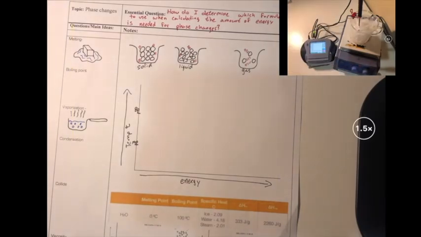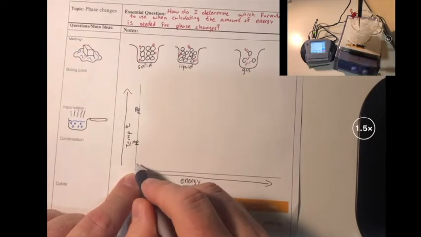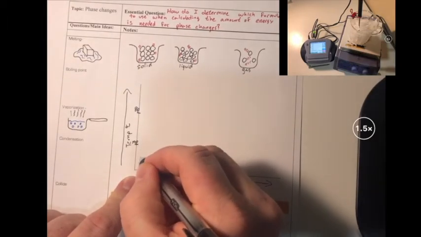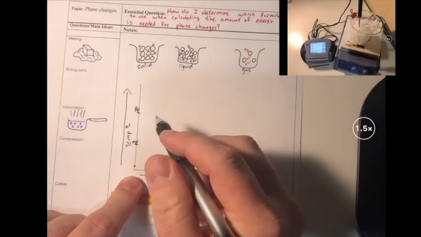There we go. So we have here the hot plate is on, it's heating up that water, and there is the graph starting right there. All right, so let's go and start. We're going to start off in the bottom left here, and I'm going to make a little dot right here. And we basically have a solid.